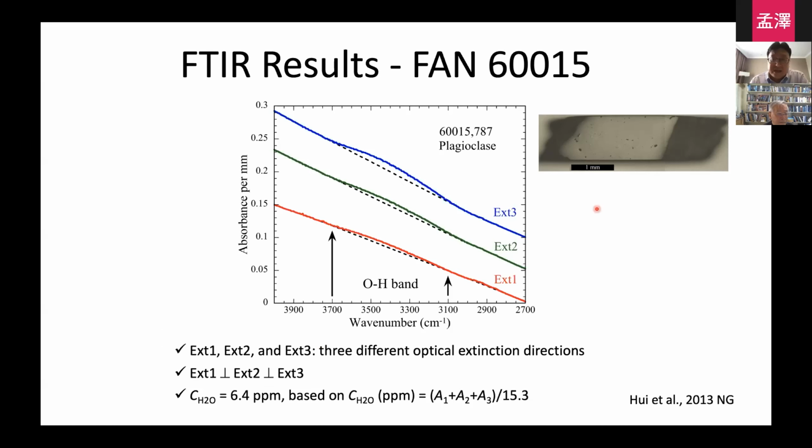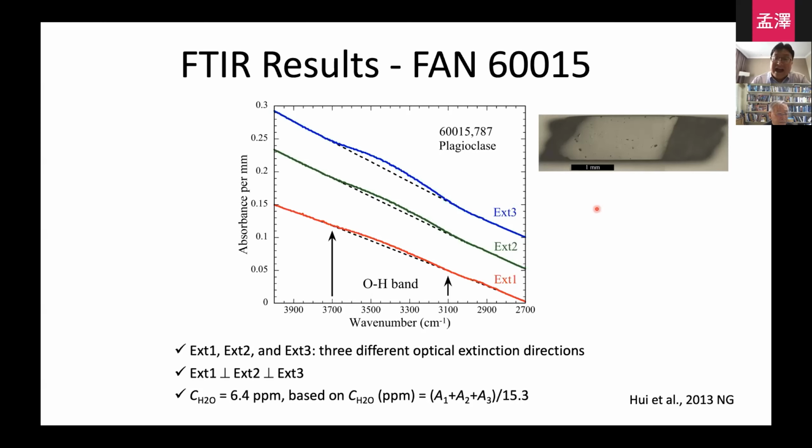Ideally, we need to obtain the infrared spectra from 3 crystal axes, but for these lunar samples, it is extremely difficult to polish the grains along these 3 directions. So we simplified this method.